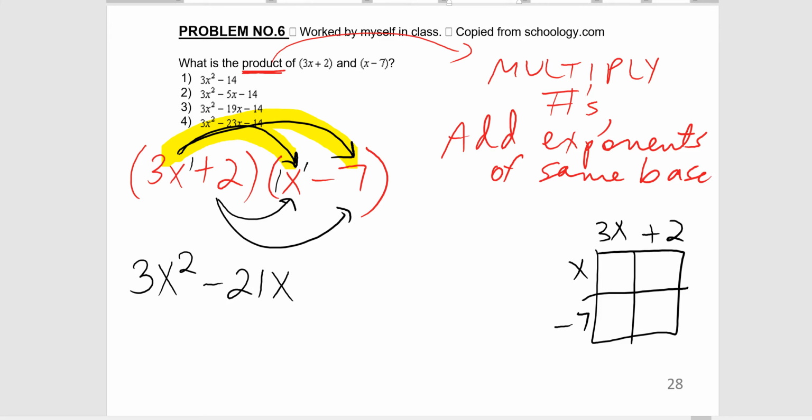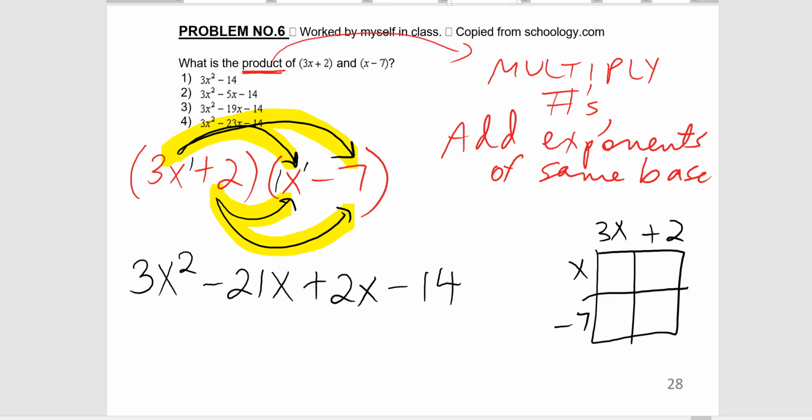Okay, now it's 2. 2 times x, one's a number, one's a letter. All we do is put them together. And lastly, 2 times negative 7, which we know is negative 14.